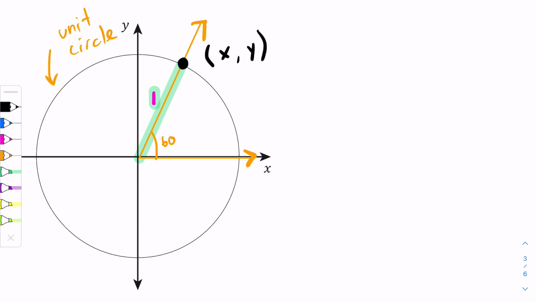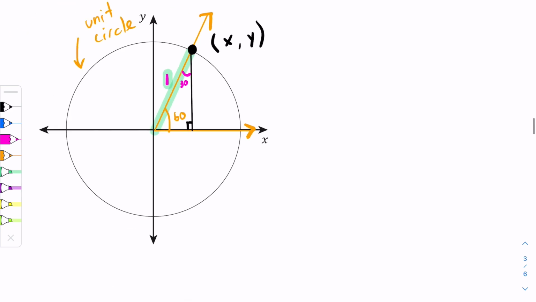So what I'm going to do is I'm going to drop a line down to the x-axis, a perpendicular line to the x-axis, so forming a right angle, and also forming a 30 degree, 60 degree, and 90 degree angle. So this here is a 30, 60, 90 triangle.